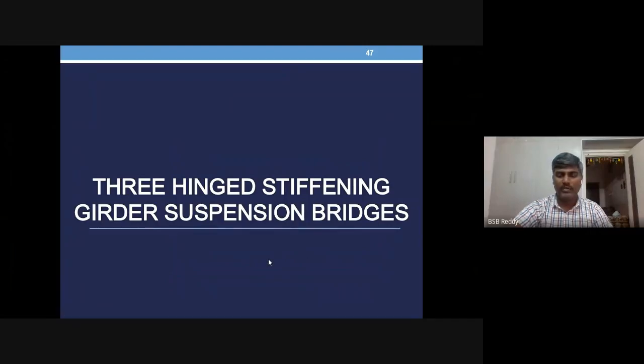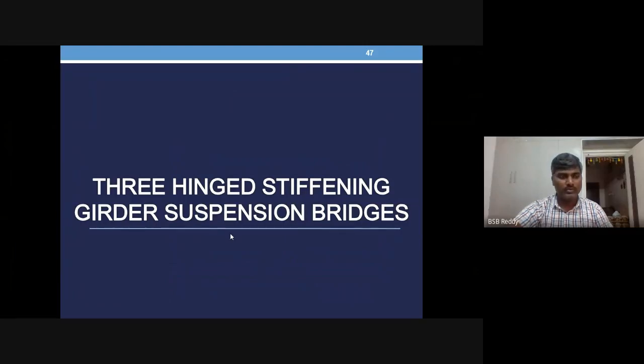Now we are in the topic called three-hinged stiffening girders for suspension bridges. We have completed the part on cable analysis till this session, and now we will take up the suspension bridge girders.